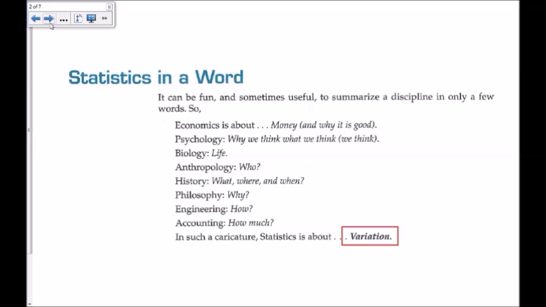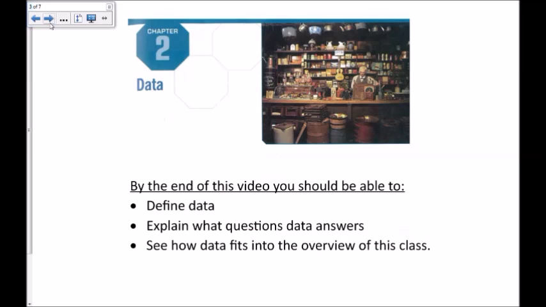The next topic in chapter 1 that I think is useful to discuss is statistics in a word. This is a quote from the book: Economics is about money. Psychology is about why we think about what we think about. Biology about life. Anthropology is about who. Statistics in a word is about variation. There are populations and there are differences within the population. That's what we are studying in statistics. We live in a world of variation, therefore we have to analyze that variation, and that's exactly what we do in statistics.